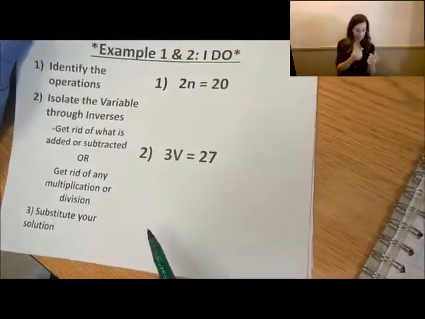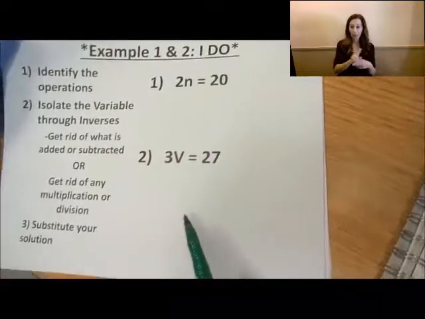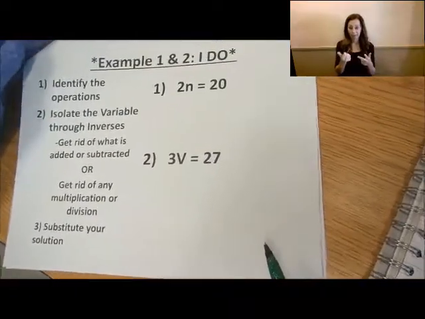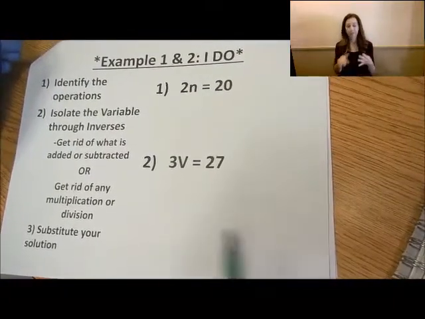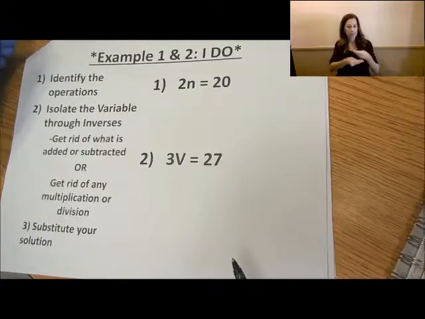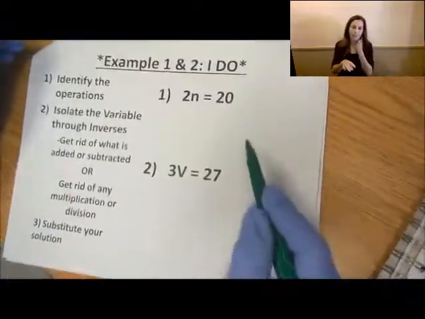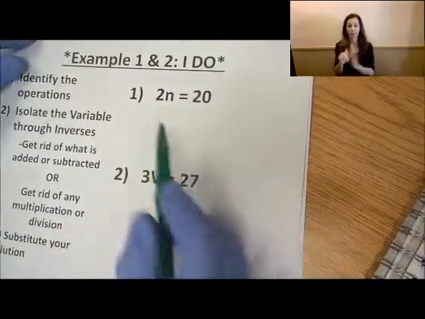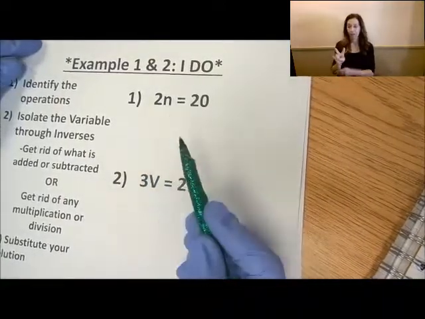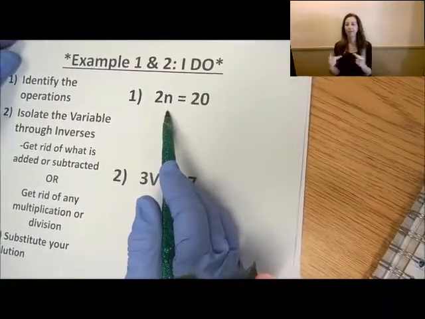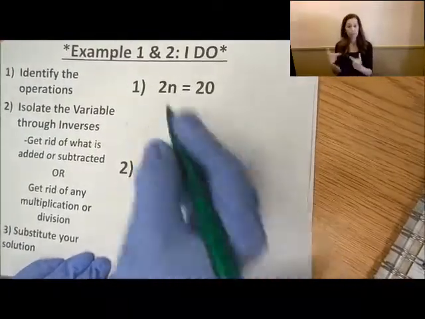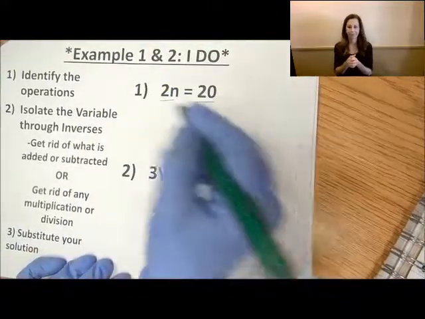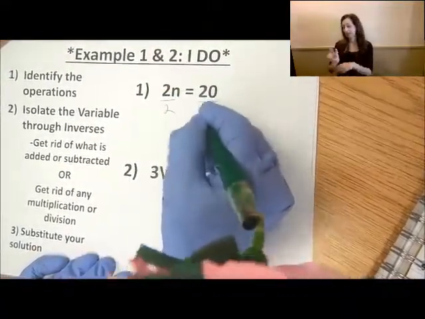Okay, so we're just going to review here. We're going to identify the operations, isolate the variable through inverses, get rid of what's added, subtracted, or, in this case, multiplied or divided, and then you're going to substitute your solution. So we have 2n equals 20. So if I have 2 next to the variable, it means 2 times n equals 20. So if it's multiplication, I'm going to divide. So I'm going to divide by 2 on both sides.